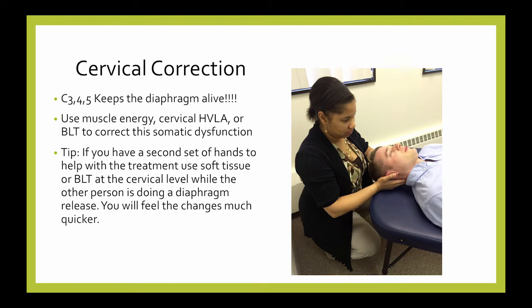One thing, if you have a buddy or an extra set of hands that you can use, one thing that you can do is have one person on the cervicals doing soft tissue or BLT, while the other person is down at the diaphragm doing a diaphragm release. This is very nice because it's very evident that you can feel the changes that your partner is doing to their particular region. Working them together actually helps the treatment go a lot faster. And it is something that's very neat, and you can feel the changes right away of what your partner might be doing in the other area.